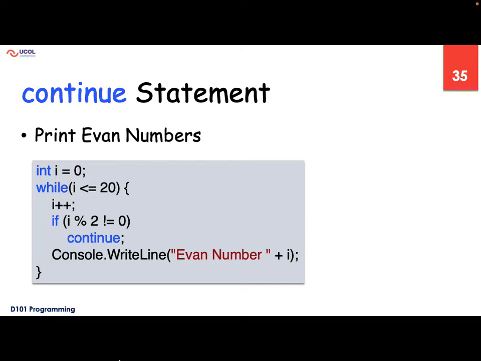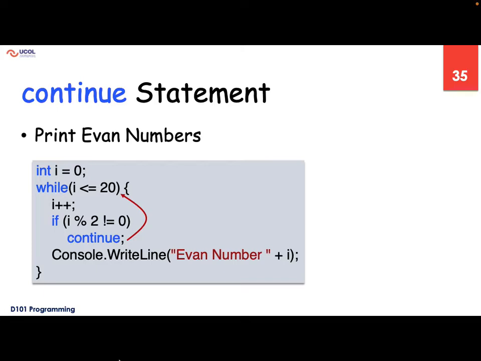It means I remainder 2 is not equal to 0, that is true. 1 remainder 2, the answer is 1. So that is not equal to 0, yes, it is true. So what will happen? That continue statement will be executed, and once we continue, it will go back to check the condition again. It means it will consider that we have executed the body of the loop, and then we are going to check the condition again. It will not execute that particular print statement, even number is plus I, when I is 1, 3, 5, 7.